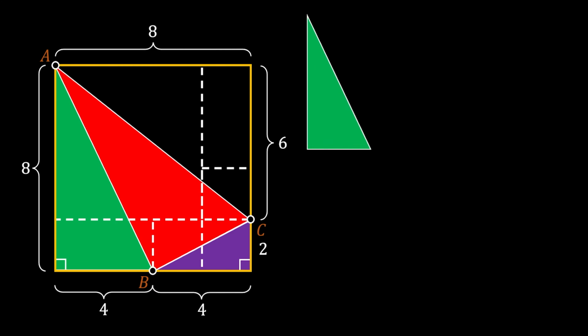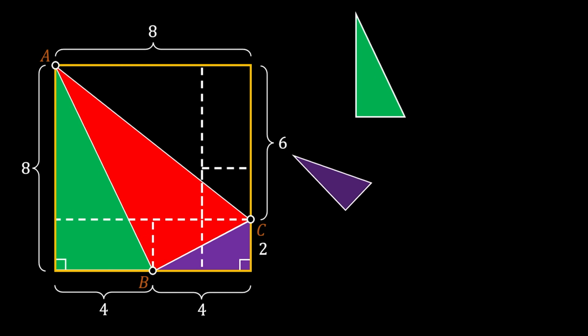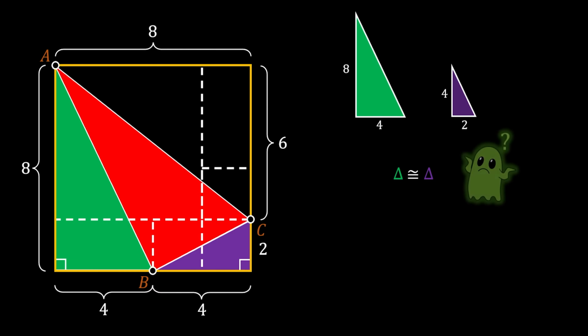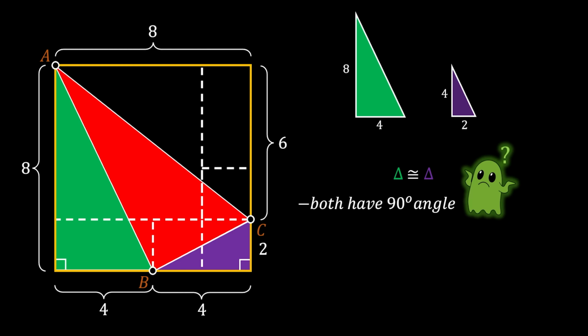If we isolate those two triangles, you can see that the green triangle has the height of 8 and a base of 4, and that purple triangle has the height of 4 and a base of 2. Now, can we somehow prove that these two triangles are similar to each other? Actually, we can, because we know that both of these triangles are right triangles. That means that both of them have the angle of 90 degrees.